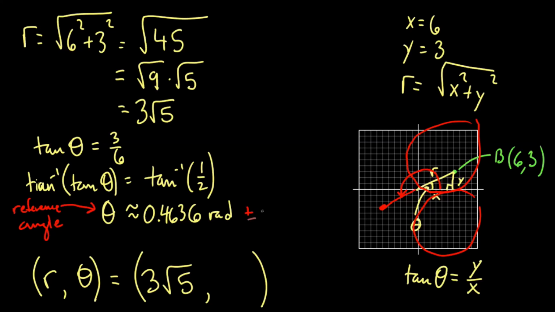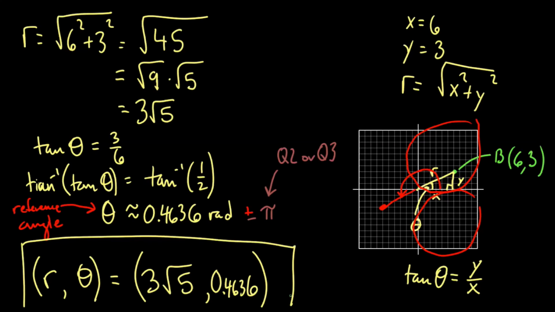So I could add or subtract pi, and I would end up with something in quadrant 2 or quadrant 3 if I'm going to do that. But in my case, I'm okay being in quadrant 1. And so for our answer, it would just be 0.4636. And we'd be done.